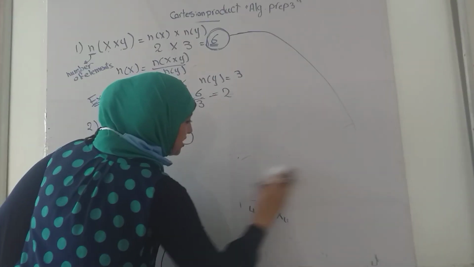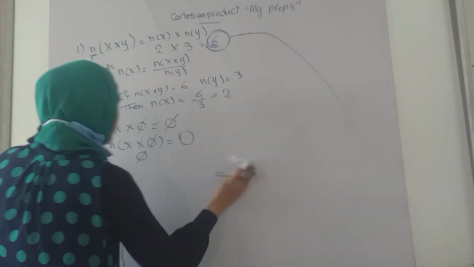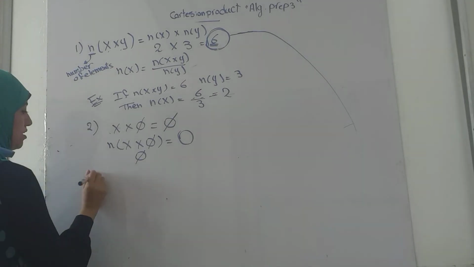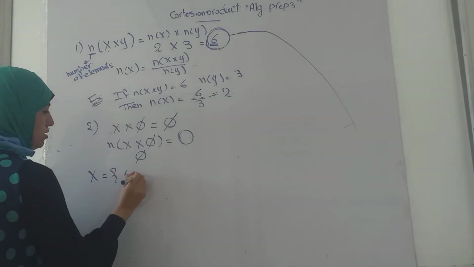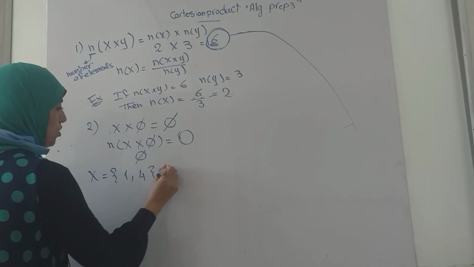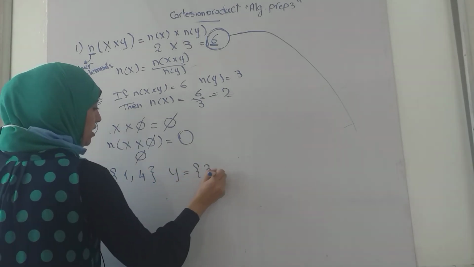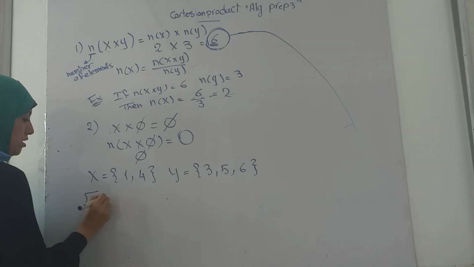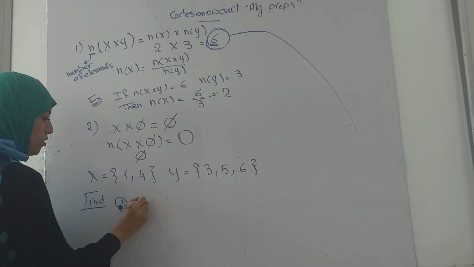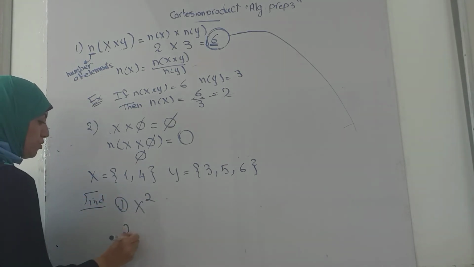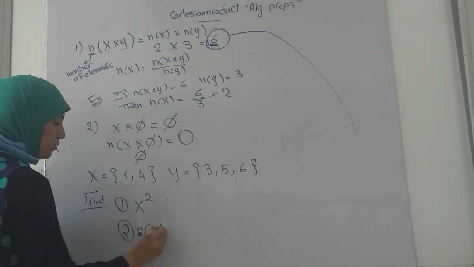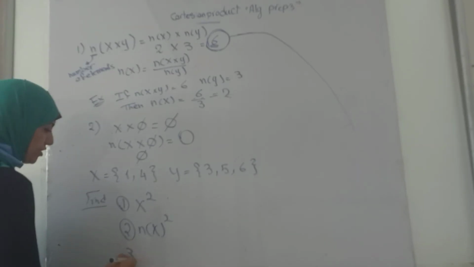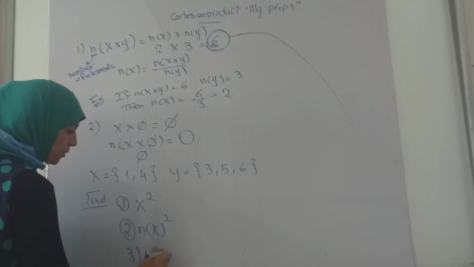Let's take the last example. If x equals 1 and 4, y equals 3, 5 and 6. Find number 1, x power 2. Number 2, n of x power 2. Number 3, n of x by y.